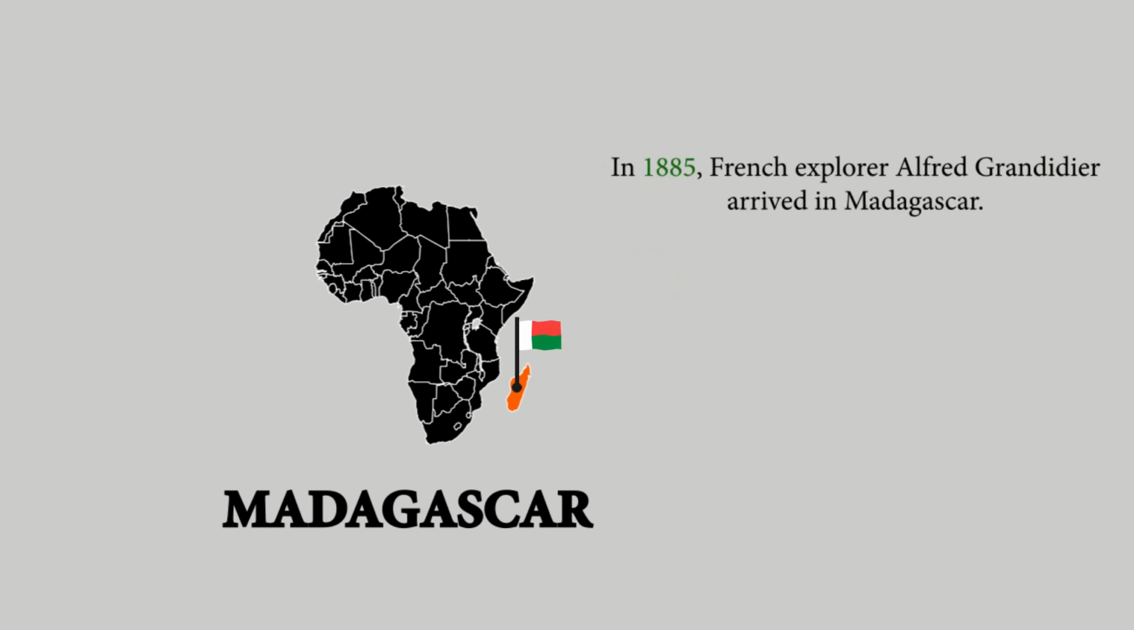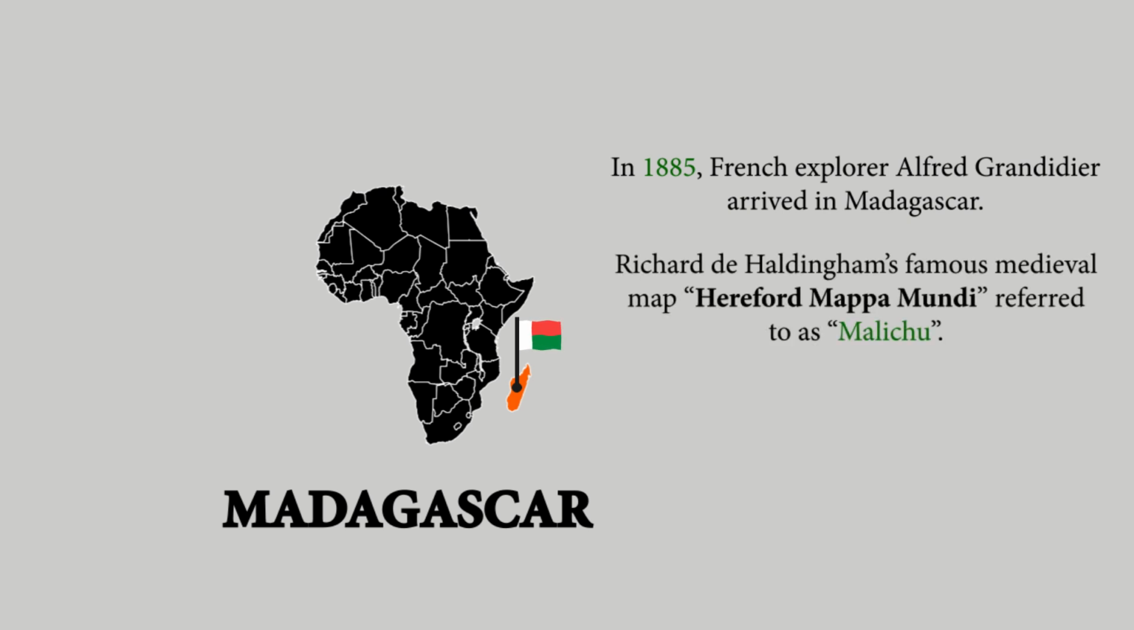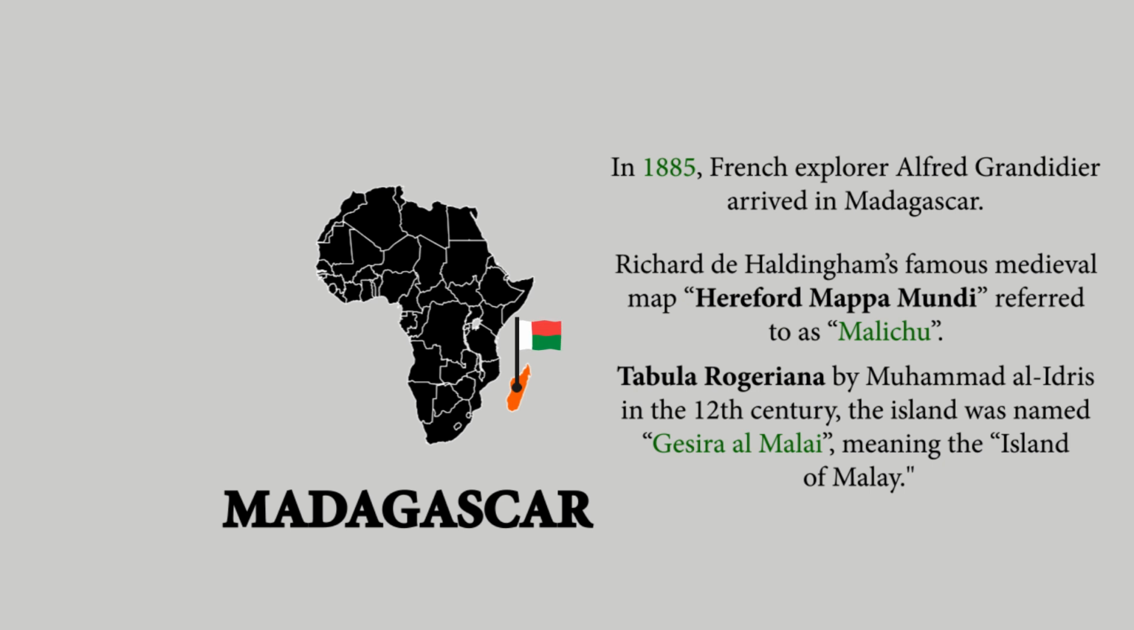In 1885, French explorer Alfred Grandidier arrived in Madagascar and began a quest to study the island. He later discovered that Madagascar was the same island that Richard of Haldingham's famous medieval map, the Hereford Mappa Mundi, referred to as Malichu. In an earlier world map, the Tabula Rogeriana by Muhammad al-Idrisi in the 12th century, the island was named Gesira al-Malay, meaning the island of Malay, referring to the early Austronesian settlers of the island.